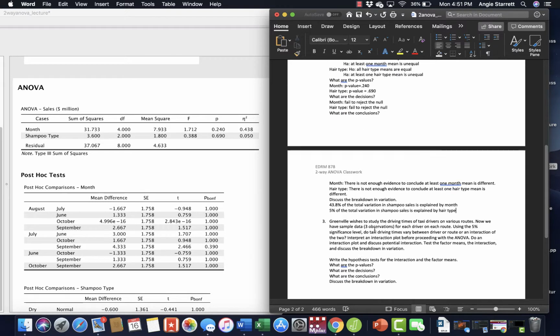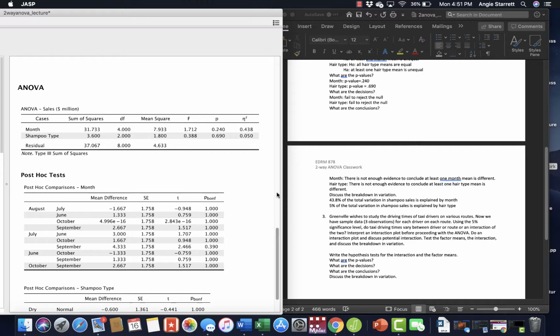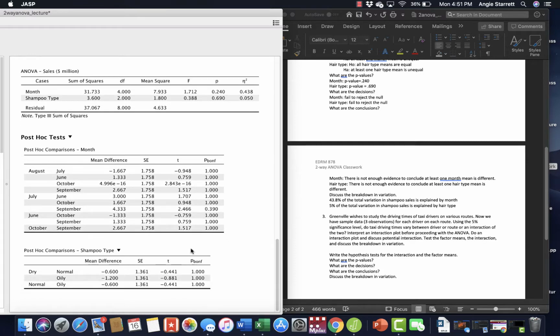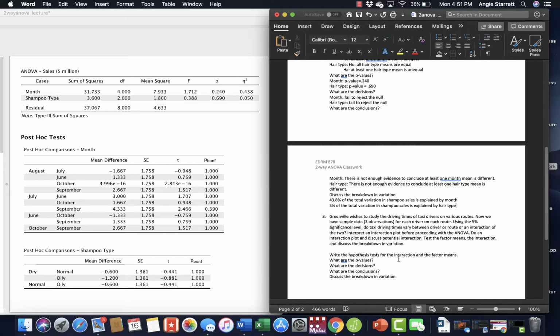All right, and then just looking at these post hoc tests, there's really no reason to look at them because we do not have significant p-values here in the ANOVA table. So really, if I were rerunning this, I would uncheck post hoc because these p-values in the ANOVA table are greater than 5%. All right, let's take a look at our interaction problem.